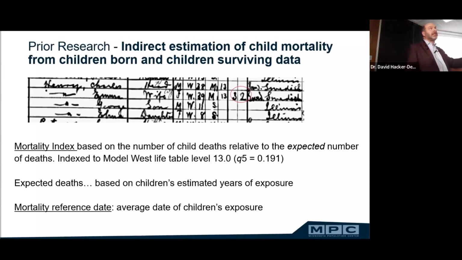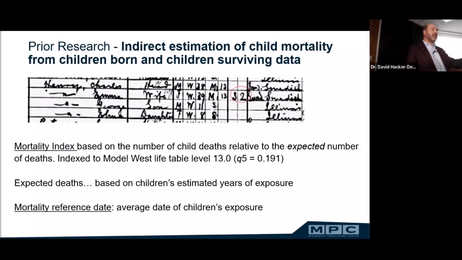And if you think about it as a simple example, let's say you have a 70-year-old woman in the census. She has 4 children and 2 are still surviving. She had those children probably 35 years ago. Those children were exposed to the risk of dying for 35 years. So half her children are deceased.